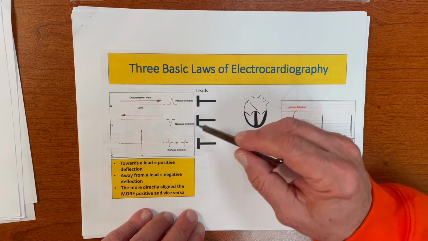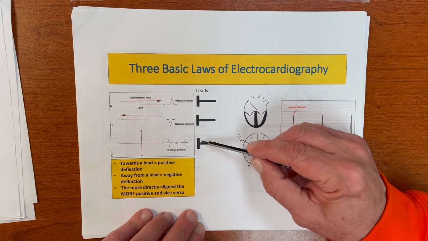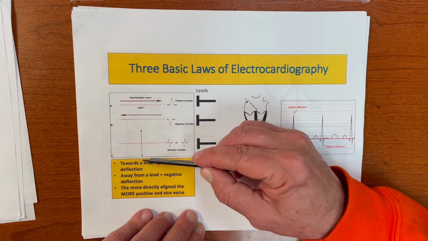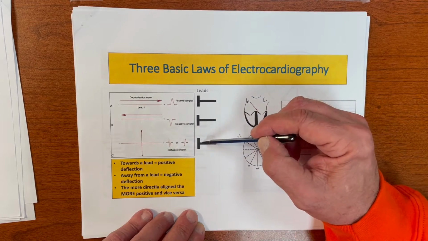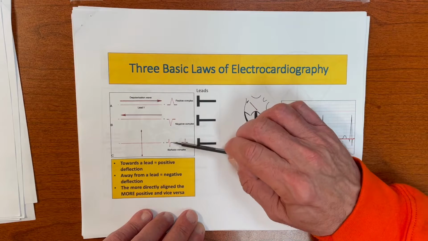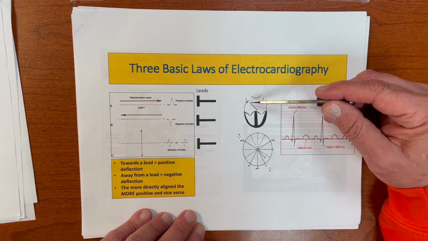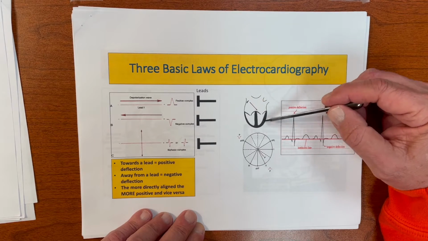If it goes, here's my lead, if it goes away, you have a negative complex. And here we have a lead, and we're at 90 degrees, the vector is at 90 degrees to my lead, drawing a line like this, and you have a biphasic complex. It's that simple. So here, by means of example, let's say we have a diagram of the heart.